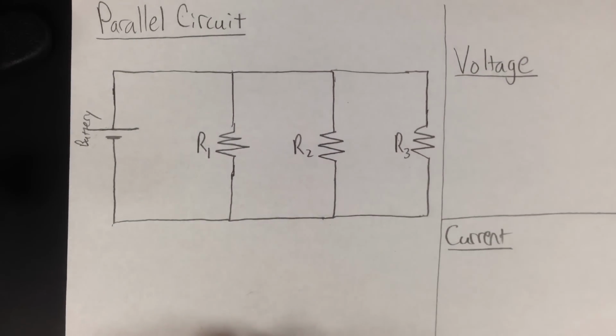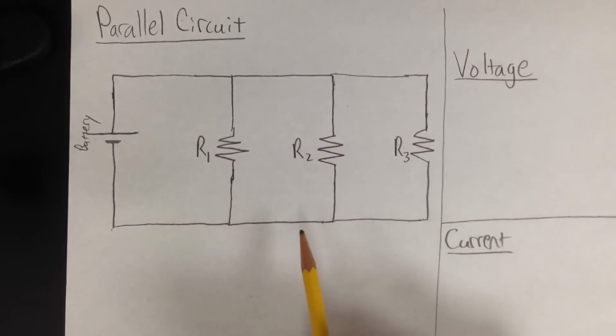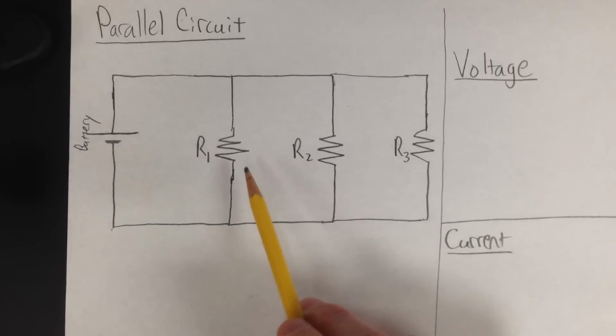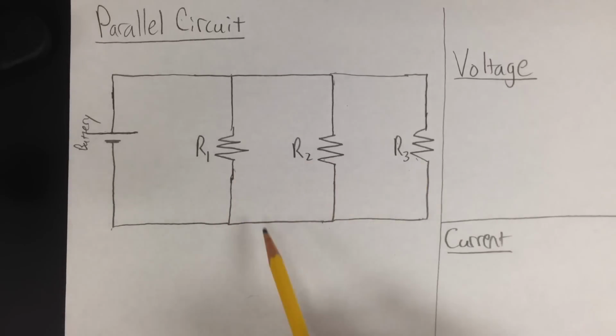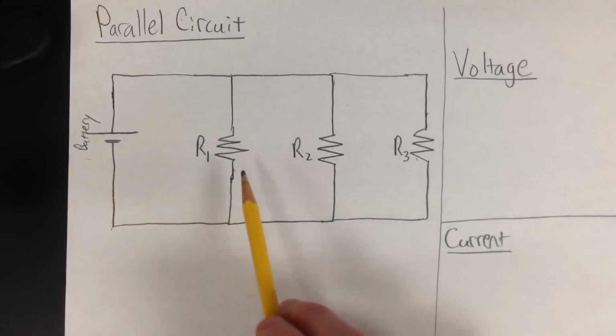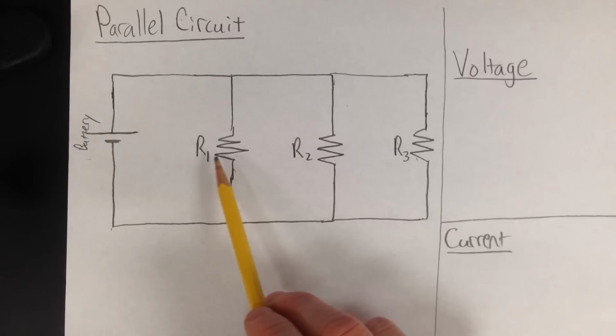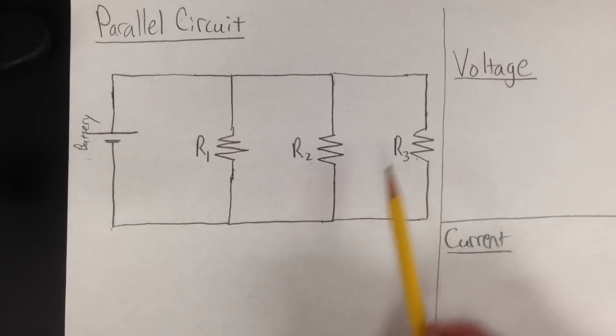Okay, so here's your parallel circuit. Draw the schematic here. These are the branches. Each resistor has its own branch. We have the battery again. Again, I labeled the resistors R1, R2, and R3.